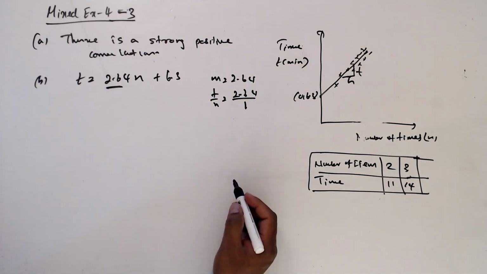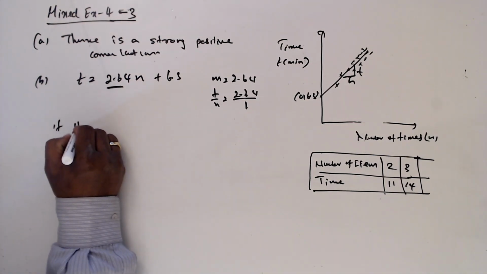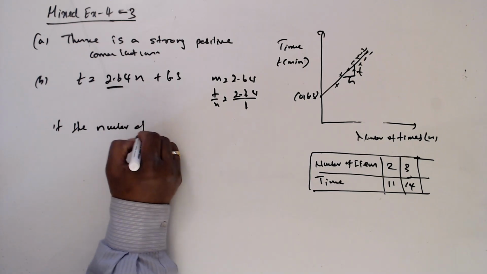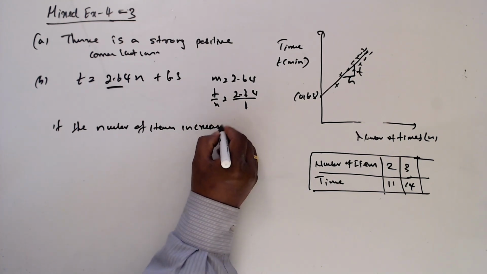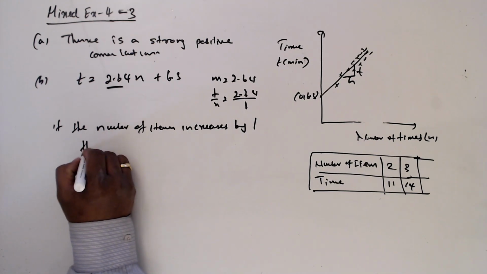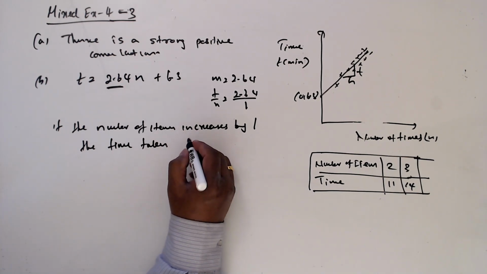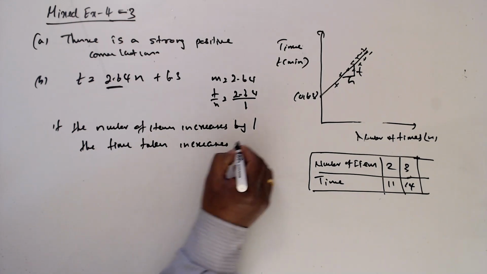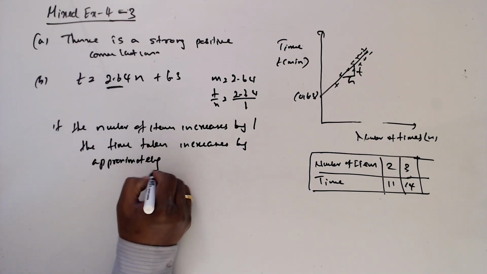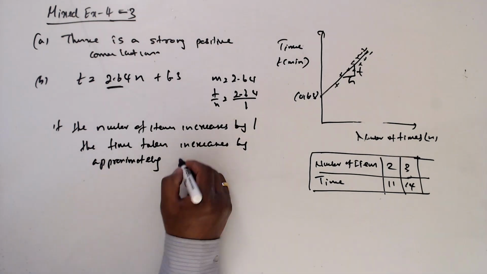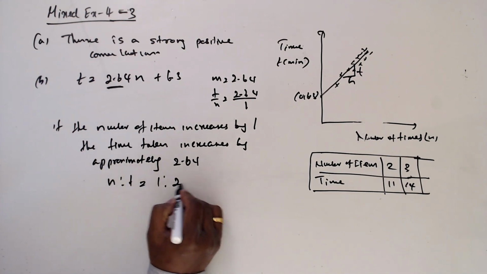It means if the number of items increases by 1, the time taken increases by 2.64. This is N to T is 1 to 2.64.